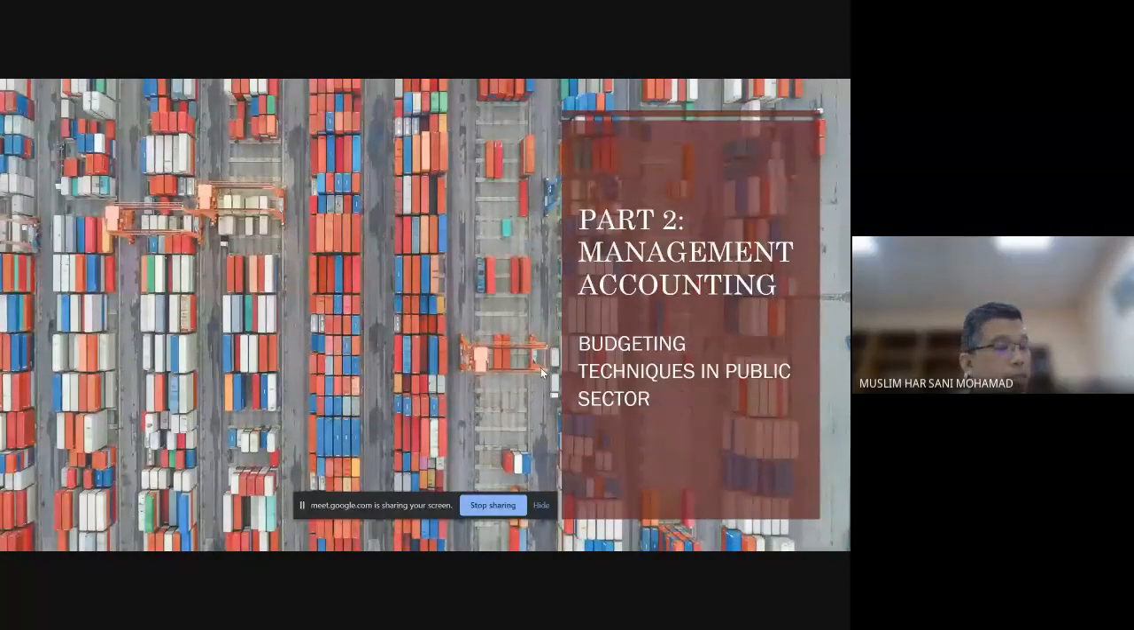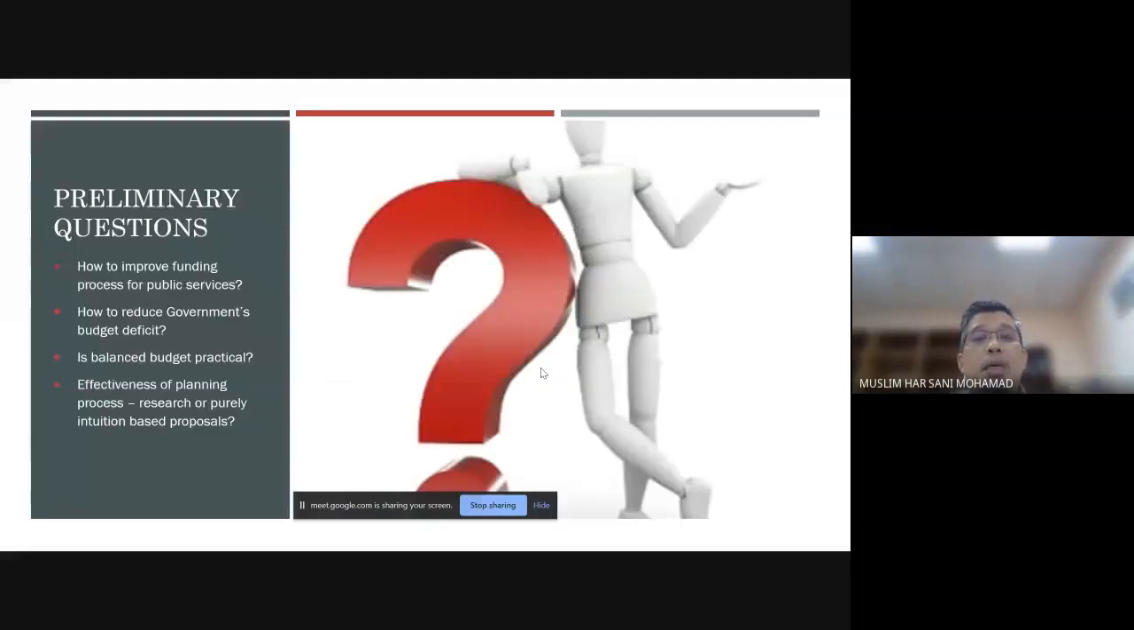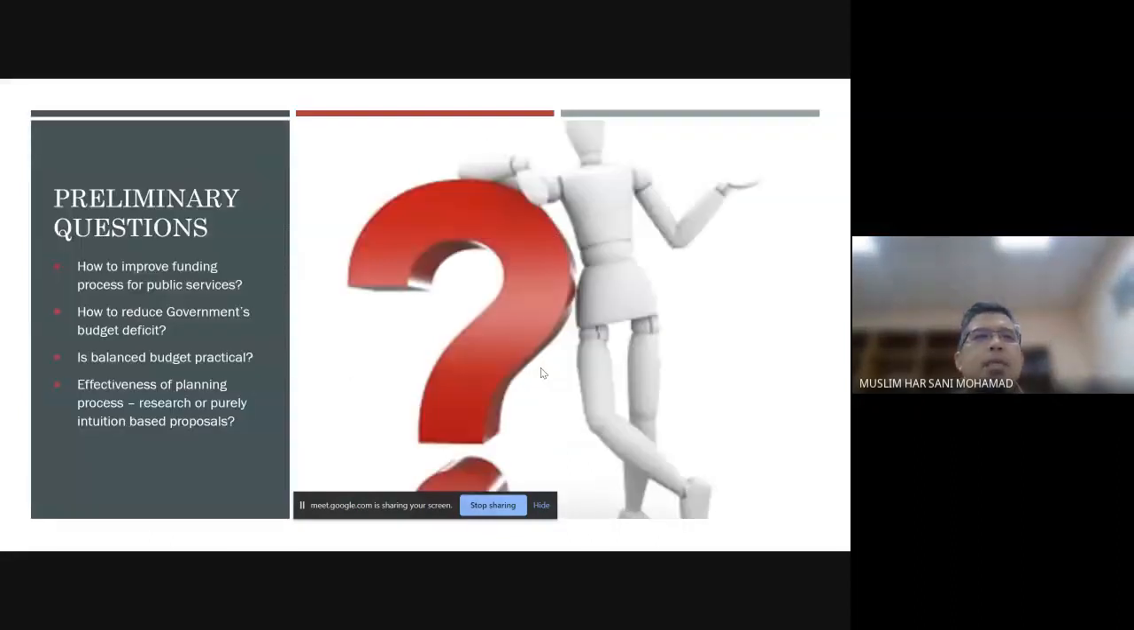Right, so budgeting techniques in the public sector. We'll look at basically 3 main ones: traditional or line item budgeting, zero-based, and then program-based budgeting. If you look at the first, it's about the development of budgeting techniques. Right, preliminary questions. Have a quick look. How to improve the funding process for public services.